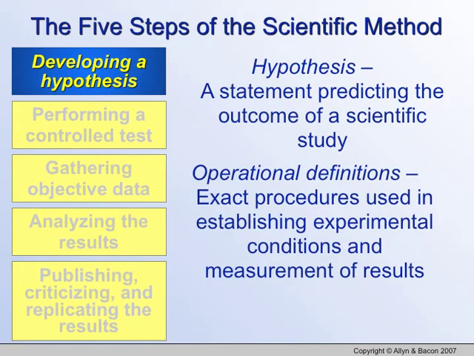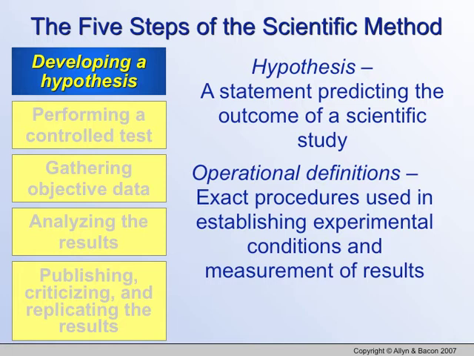All right, so one of the terms that falls under this hypothesis is the operational definition. What are going to be my exact procedures used in establishing experimental conditions and measurements of a result? So my hypothesis is all humans like chocolate. My operational definition is how am I going to prove that? Okay, so for instance, to test my hypothesis, I'm going to put a piece of chocolate and a piece of fruit candy that is not chocolate based, like a Starburst, and have people choose.